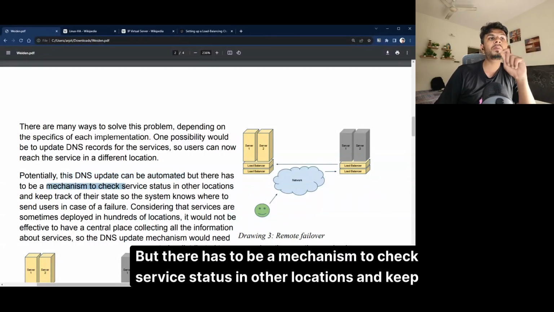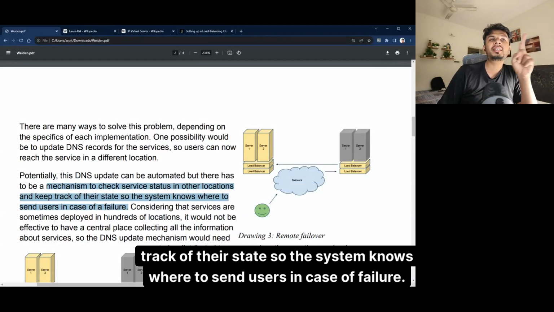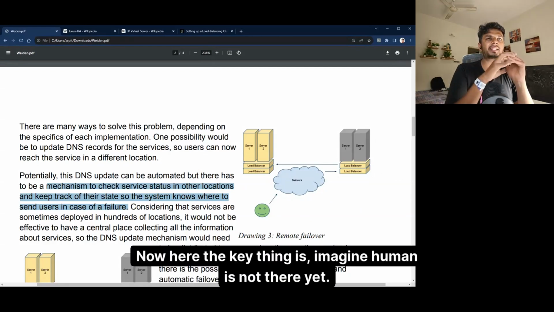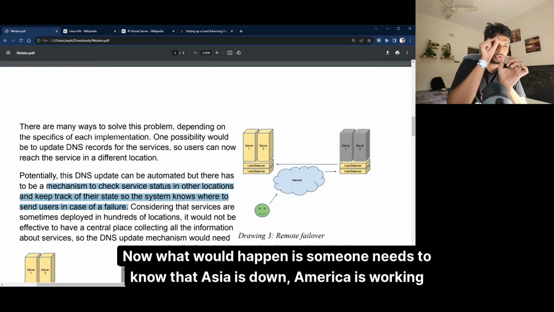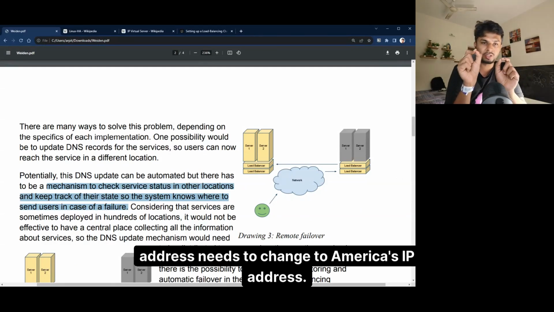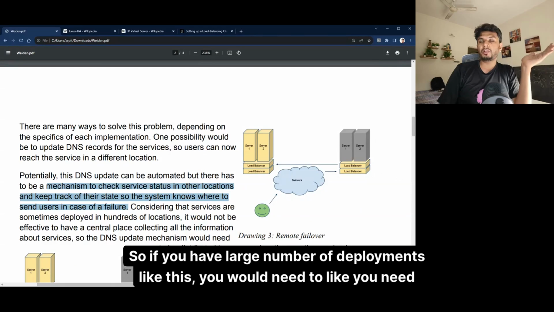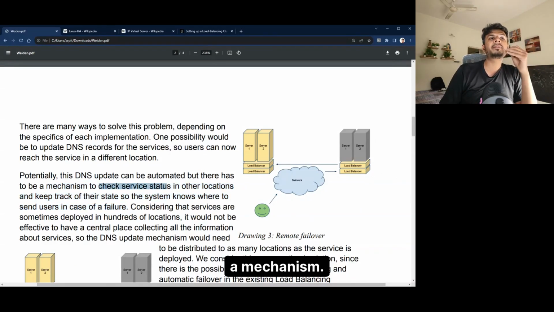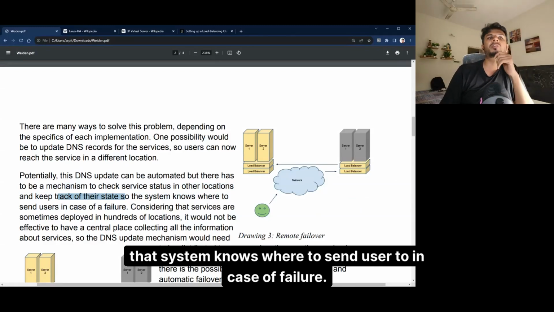But there has to be a mechanism to check service status in other locations and keep track of their state so the system knows where to send users in case of failure. Now here the key thing is, imagine a human is not there, right? Imagine it's a fully automated system. Someone needs to know that Asia is down, America is working fine, so because Asia is down, the Asia specific endpoint's IP address needs to change to America's IP address, right? So someone needs to know. If you have a large number of deployments like this, you need a mechanism to check the service status in other locations and keep track of their state so that the system knows where to send users in case of failure.